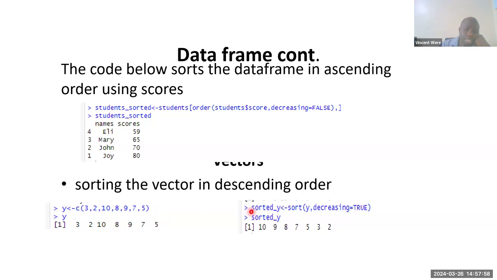So you create a new label. Now you rename it. Instead of Y, you call it Y sorted. It is a new data. Y sorted is a name. Now once you assign it to sort, you can say sort, and then in brackets, you are sorting what? The data you want to sort is called Y, the old one. And then decreasing is true. So can you do that? It is also another way of sorting.